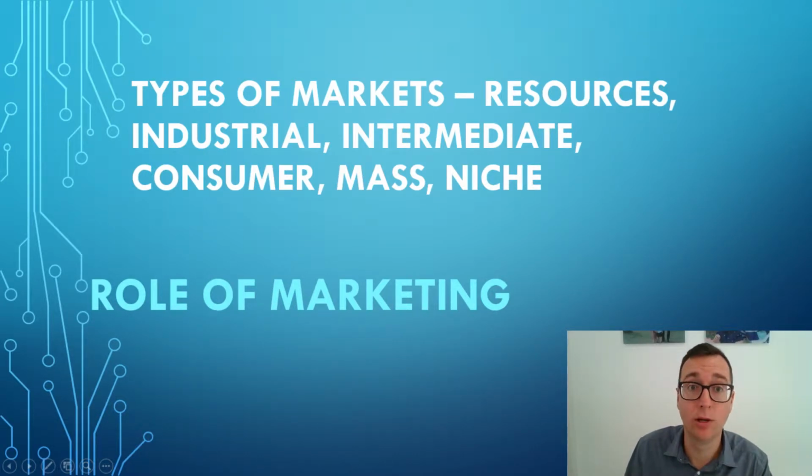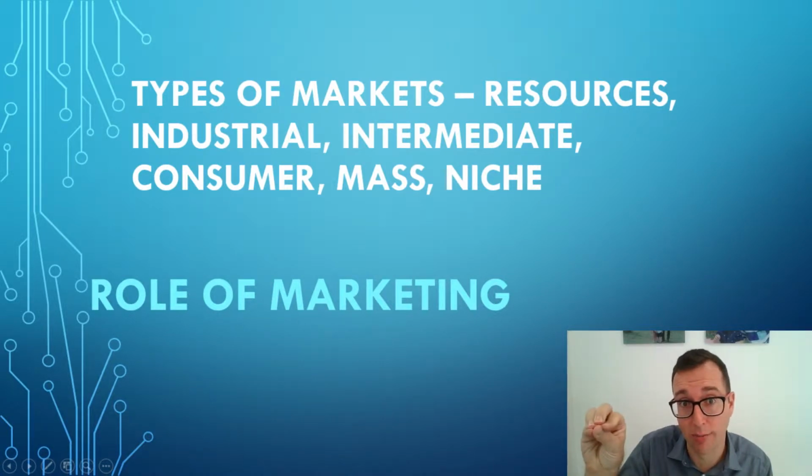Today we're taking a look at the types of markets. Now there's two sort of sections to this, although the syllabus doesn't really show it. But be aware that there are two distinct sections where we look at types of markets. You've got the resources, the industrial, the intermediate and the consumer markets. That's one type of market. And then you take a look at mass versus niche markets, and that's the other type.